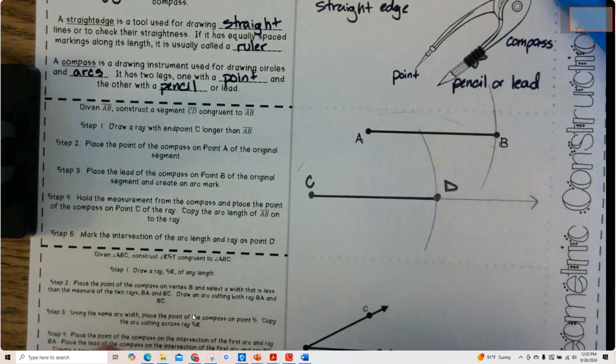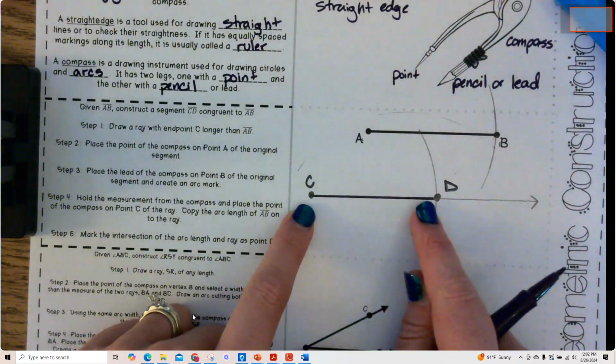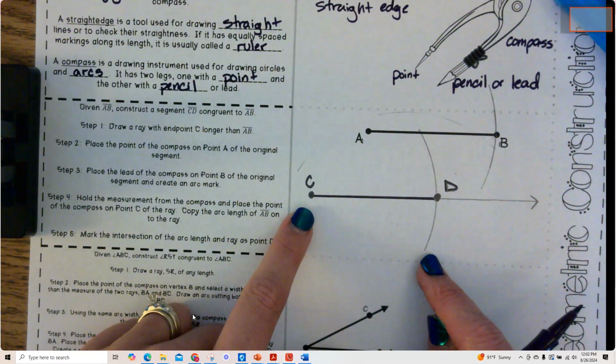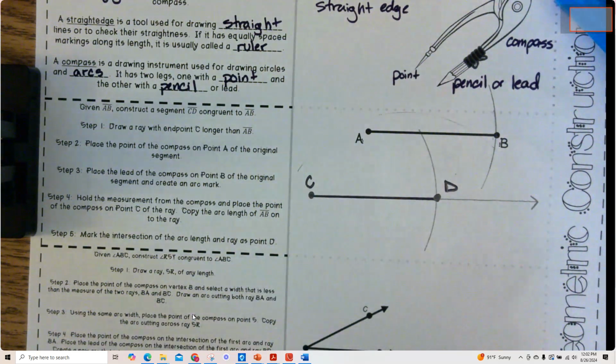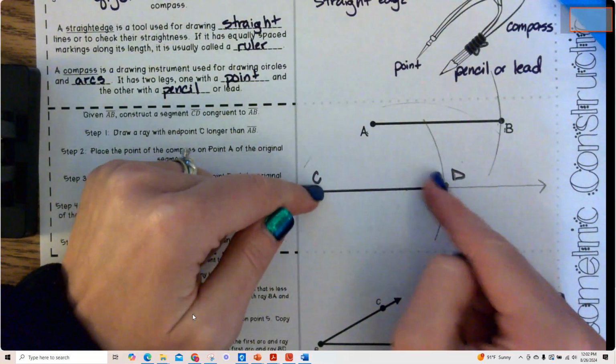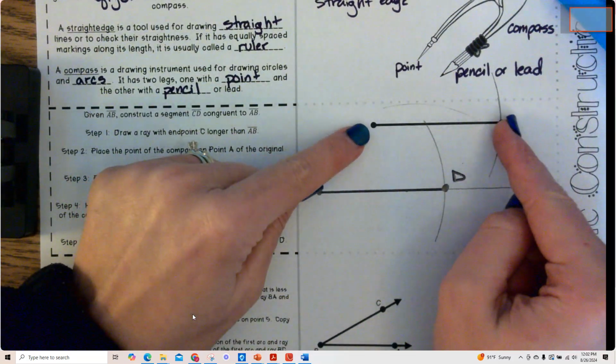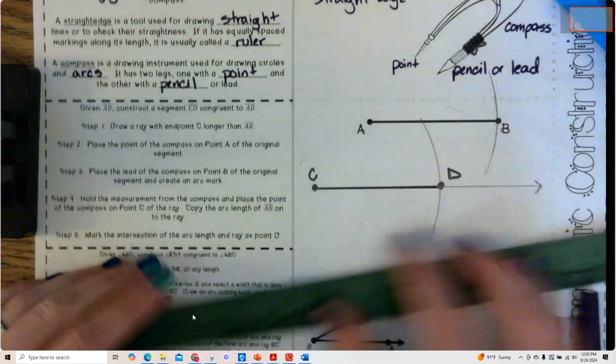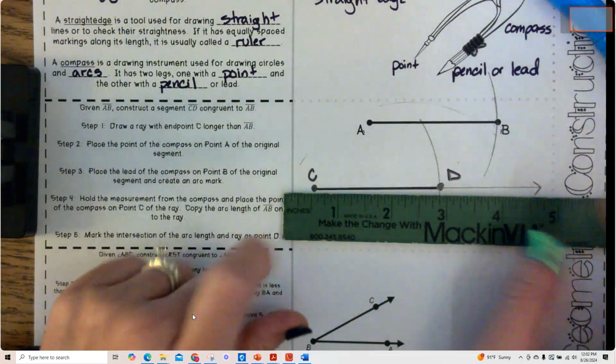So here's how I'm going to grade any construction you do. Do you have it labeled correctly? Do you have your arc marks that you need? If you have those pieces, then I'm going to count it right. So what you did was you made this line segment the exact same length as this line segment. You can take your ruler if you want and kind of measure it out and see.